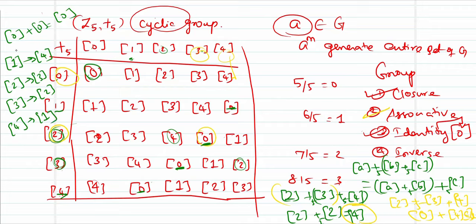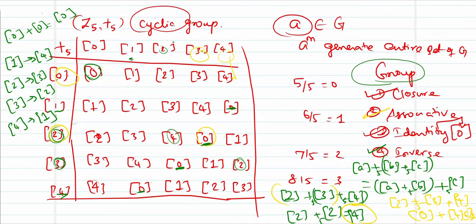So all the elements have an inverse: 0 has an inverse, 1 has 4 as inverse, 2 has 3 as inverse, 3 has 2 as inverse, 4 has 1 as inverse. Therefore you show that it satisfies the inverse law, identity law, associative law and closure law. Therefore this becomes a group.